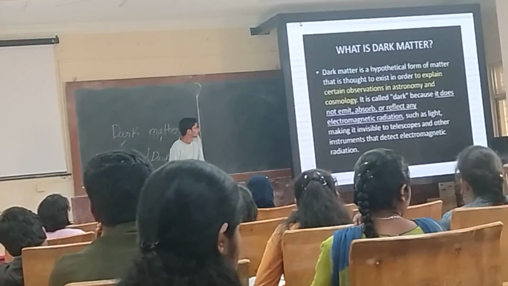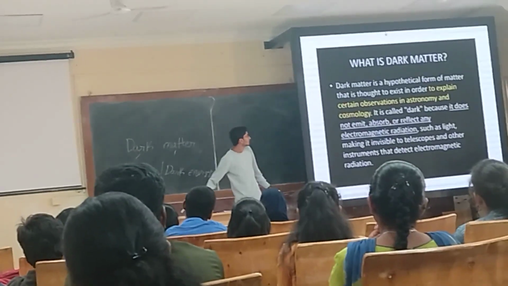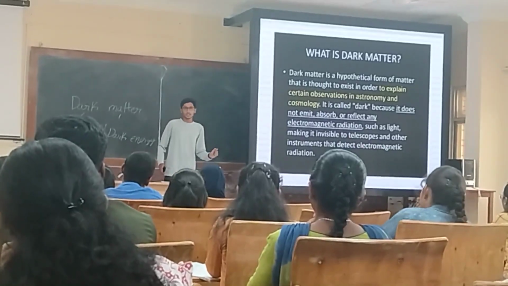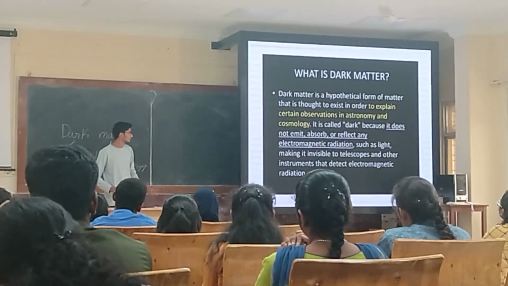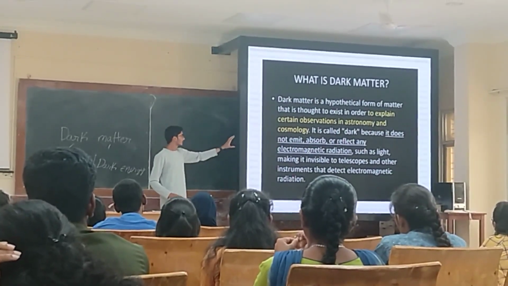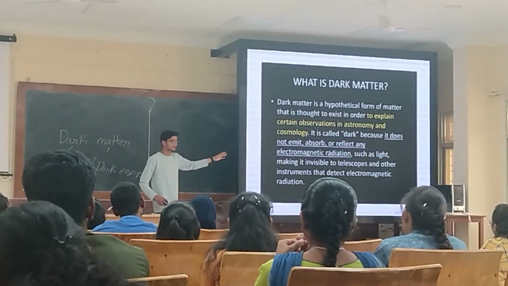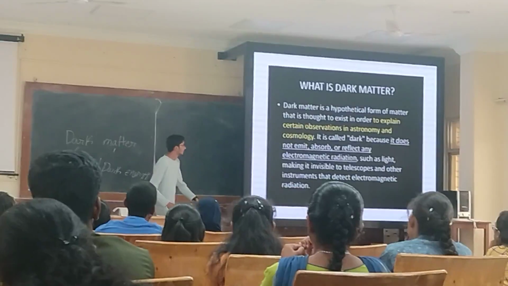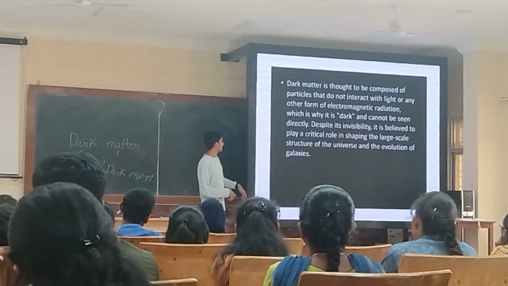So then, what is dark matter? Dark matter is a hypothetical form of matter that is thought to exist in order to explain certain observations in astronomy and cosmology. Astronomy, as you know, is the study of celestial objects. Cosmology is the study of the evolution of the universe. It is called dark not because it is black in color. It does not emit light. It does not absorb or reflect any electromagnetic radiation, not only visible light but any electromagnetic radiation. So it is still not detected through any telescopes. So it is called dark.